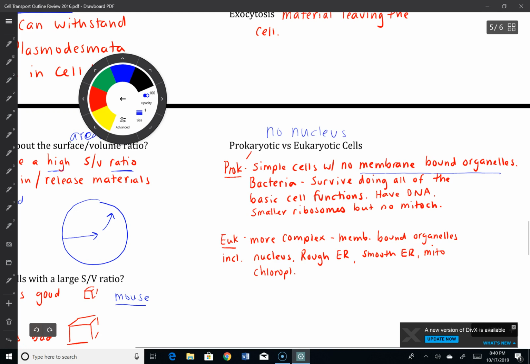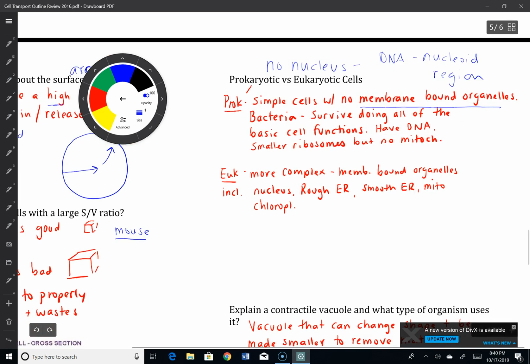Now, since they don't have a nucleus, the DNA has to live somewhere. And the DNA lives in what is called the nucleoid region. And the nucleoid region, once again, is where the DNA is found. It makes mRNA, but the mRNA does not leave through nuclear pores because it does not have a nucleus. The mRNA that is made will simply go to the ribosomes, and all protein synthesis that needs to occur will. Again, no endomembrane system. They do not have rough ER. They do not have Golgi. They do not even have vesicles. Everything takes place within the cell.